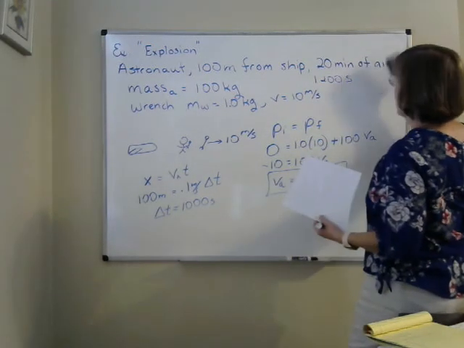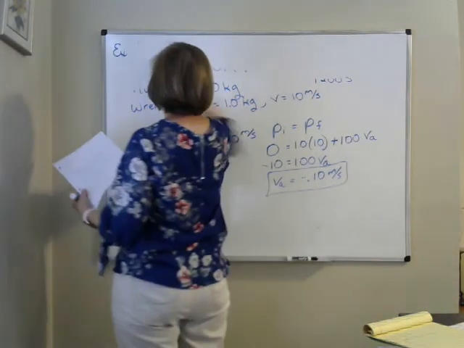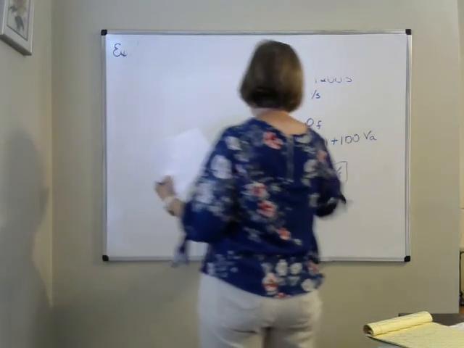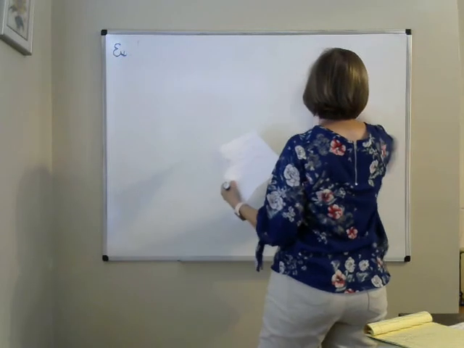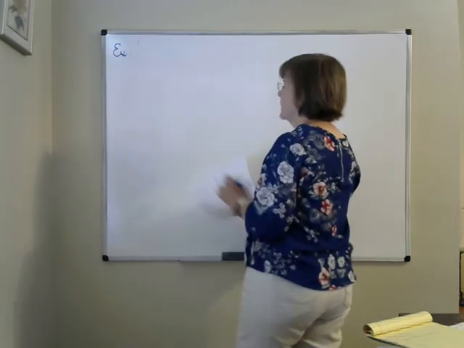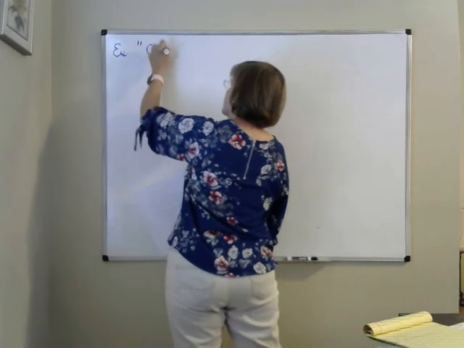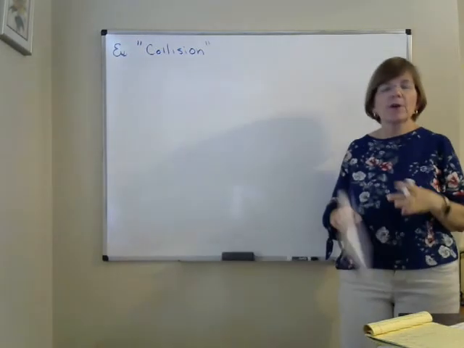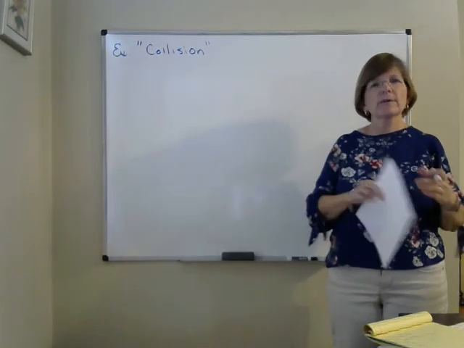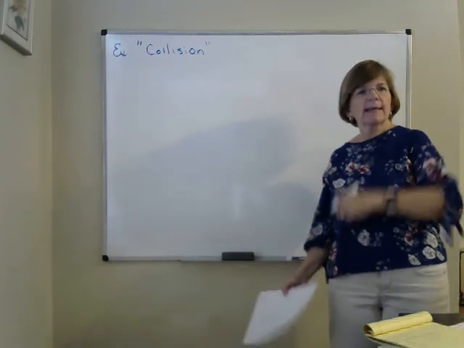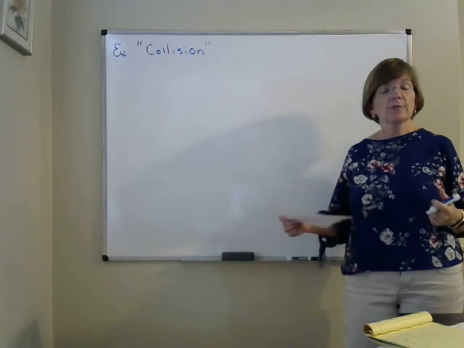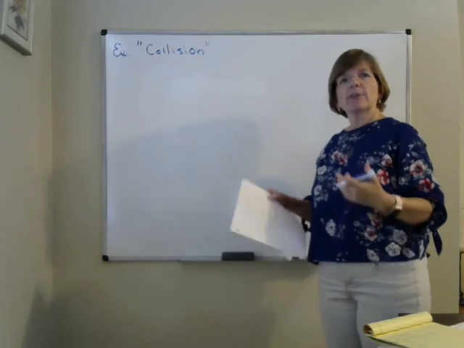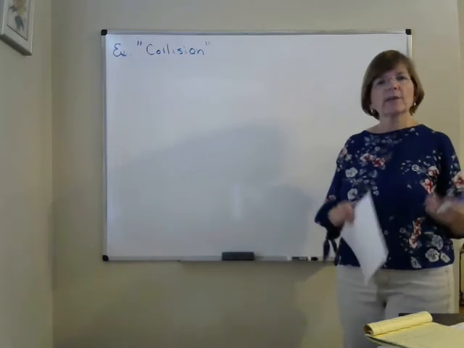Let's do one more. This is the other type of problem. The other type of problem is a collision. So, when you have an explosion, we start with no momentum, and we end with a total of 0 momentum. If one thing gains 100 kilogram meters per second, the other thing loses 100 kilogram meters per second. In a collision, we start with momentum and very likely, although not necessarily, will end with momentum.